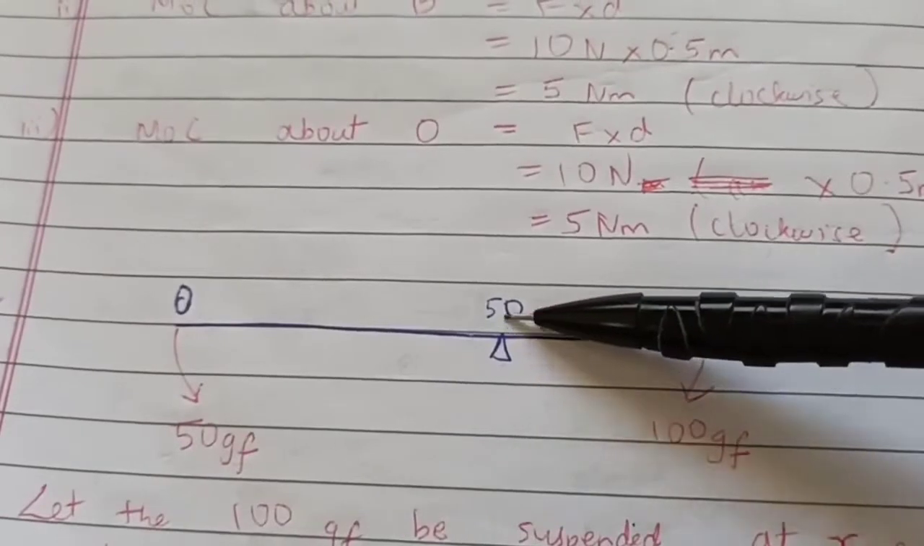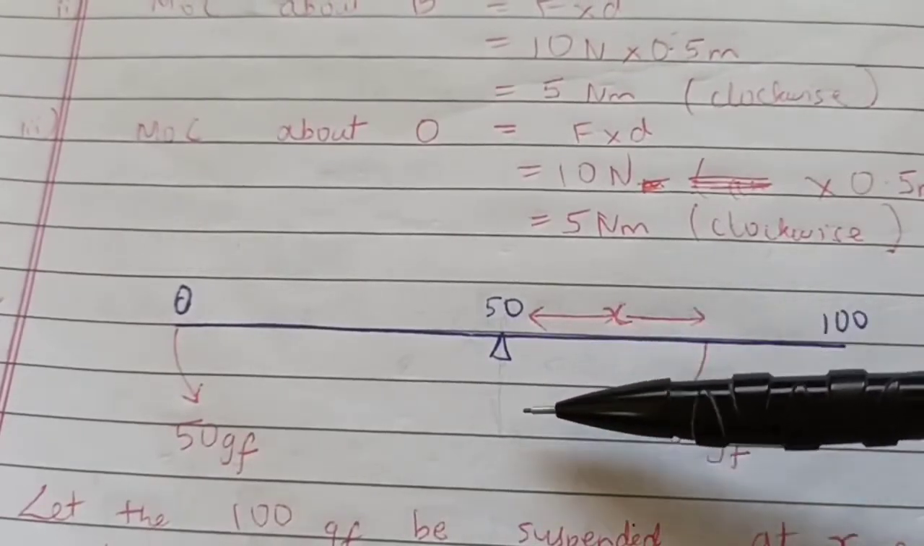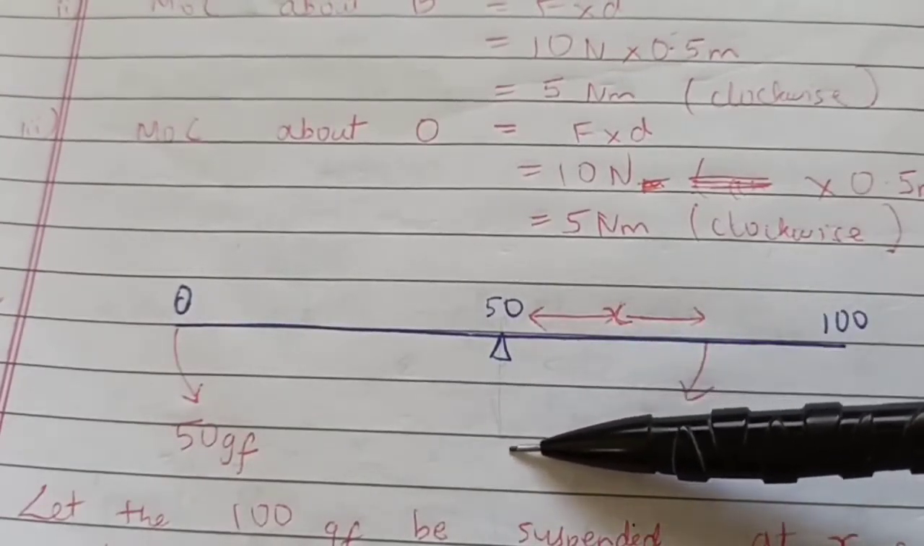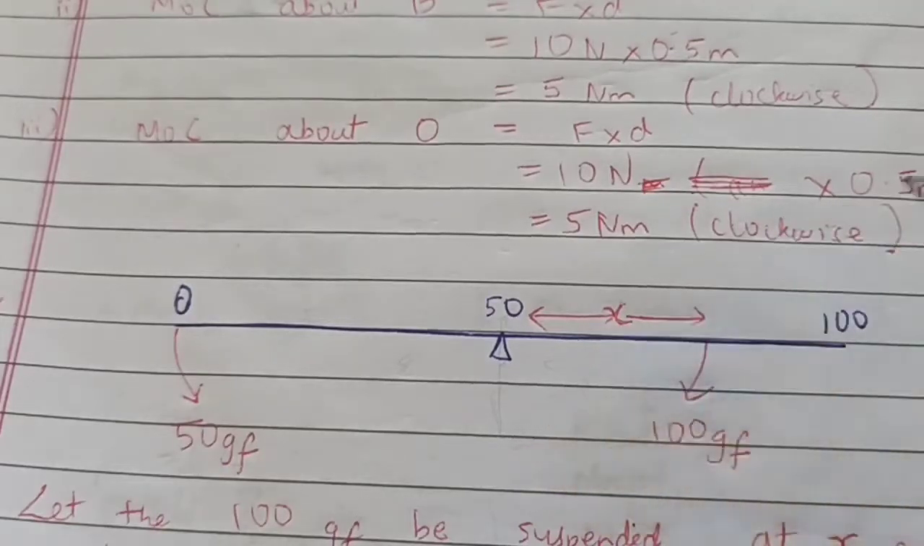In the previous sum, there was a weight of the ruler acting at 50, but since it was passing through the fulcrum, it provided neither clockwise nor anti-clockwise moment. So it was irrelevant for our calculations. But here, it will be relevant.